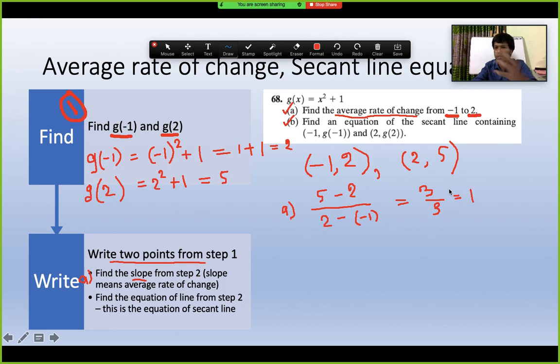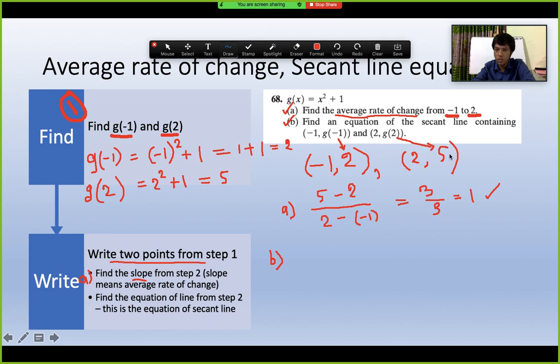In your other maths, some other numbers may come. Don't worry if some other number comes, but the process is the same. So 1 is the average rate of change for these 2 points. Now find an equation of the secant line containing these 2 points. B number. Now see, g of minus 1 means 2, so we already have them. And g of 2 means 5.